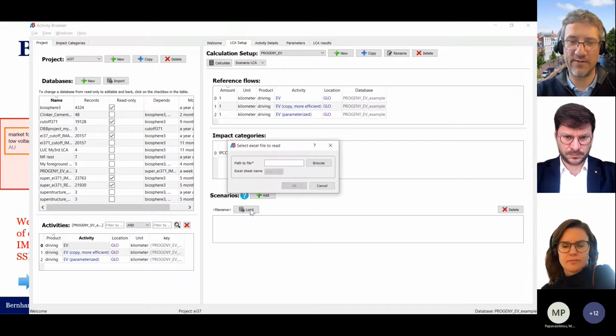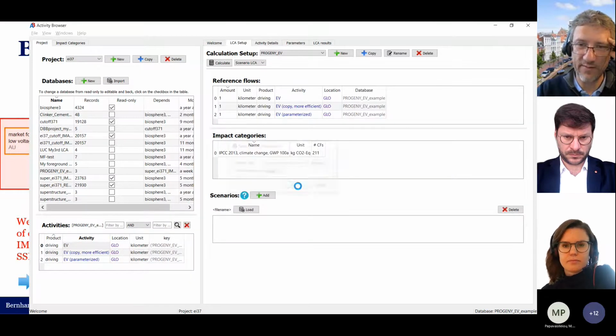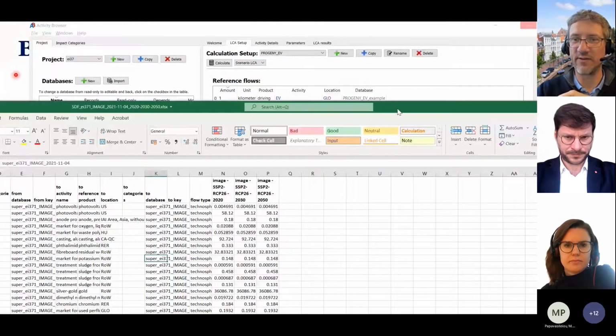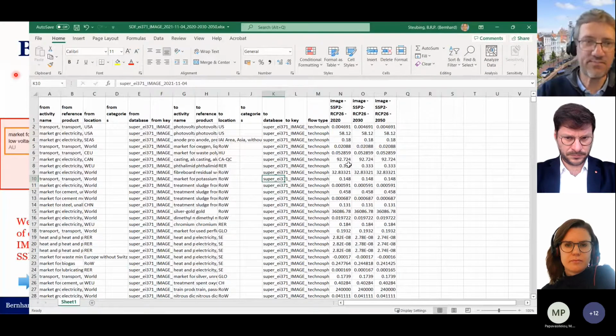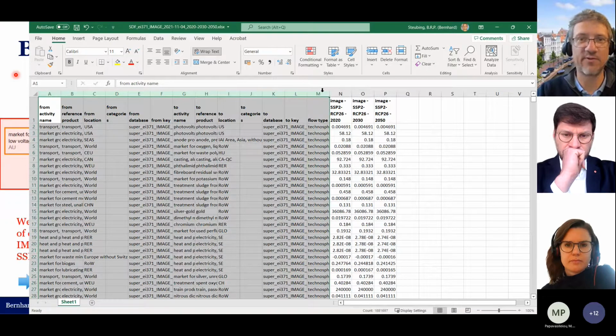So I'll add the superstructure scenario difference file for the ecoinvent 3.7.1 IMAGE combination. This is a much bigger file. This is why it also takes probably a minute or so to load, and I'll give you the reason. You can see it's actually the same structure as the flow scenarios that we just looked at. So it also has this from part and then the to part.